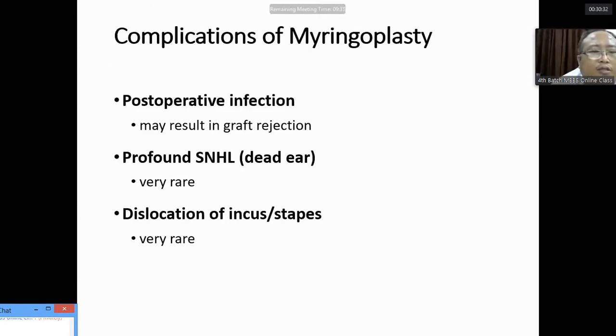Among the complications, graft rejection is the main problem. Sensorineural hearing loss is very rare, and dislocation of the ossicles is also very rare. So most issues come from graft rejection, maybe due to post-op infection. It may be from the patient's part, or it may be due to operative infections.